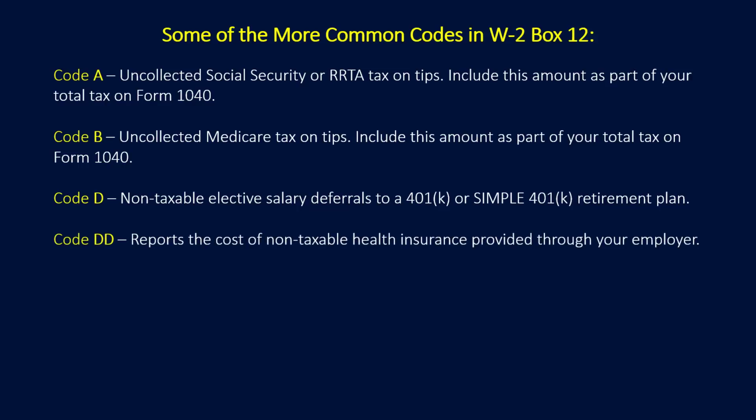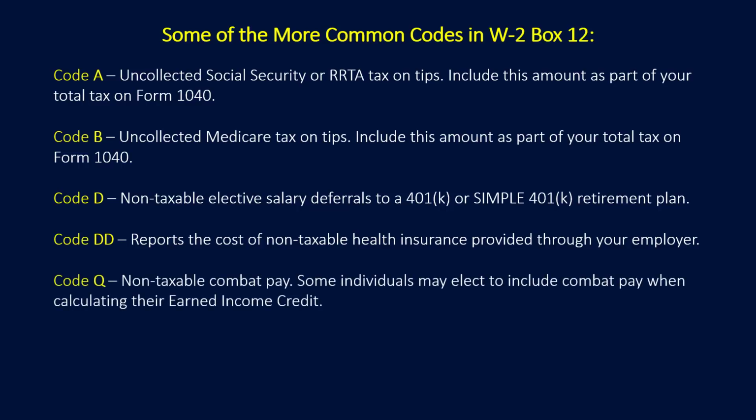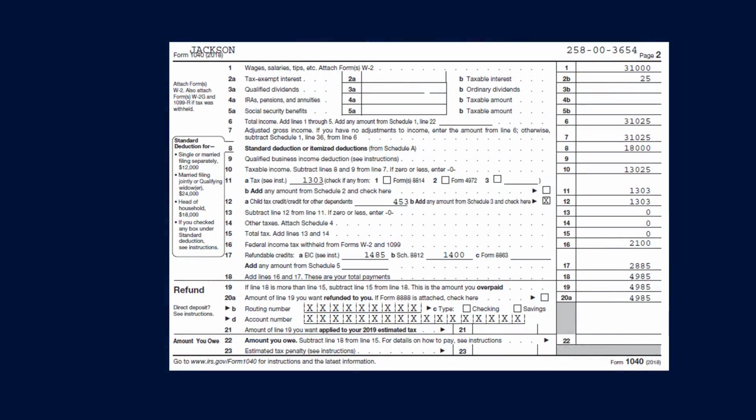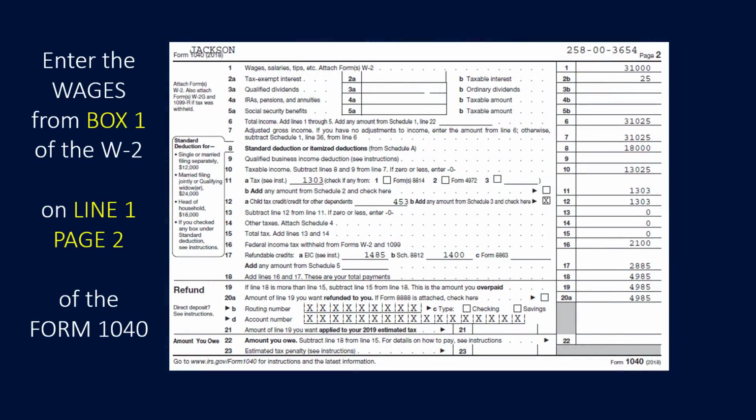Code DD reports the cost of non-taxable health insurance provided through your employer. This is a fairly new code brought about by the Affordable Care Act. Code Q, non-taxable combat pay. Some individuals may elect to include their combat pay when calculating earned income credit. And Code J, non-taxable sick pay. This is for information only, typically not included in boxes 1, 3, or 5 of the W-2. So we enter the wages from box 1 of the W-2. They end up on line 1, page 2 of the 1040.